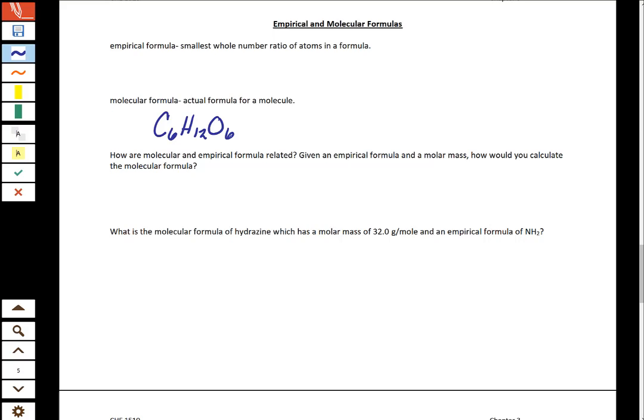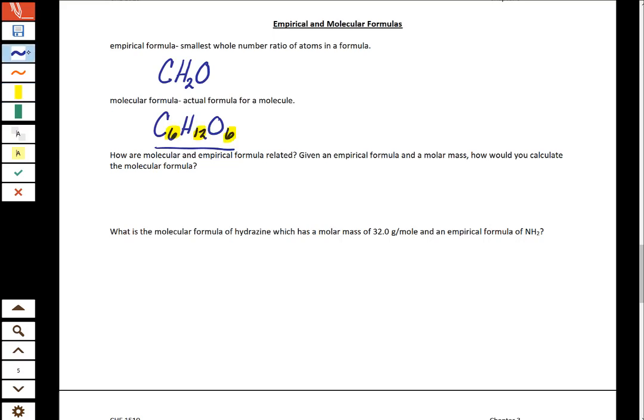And the problem is, when we go through the math that we're going to do in the second half of this video, the math gets us the smallest whole number ratio for something like sugar. So notice how 6 can go into 12. So our smallest whole number ratio for this would be CH2O, because we can divide each of the subscripts here by 6.